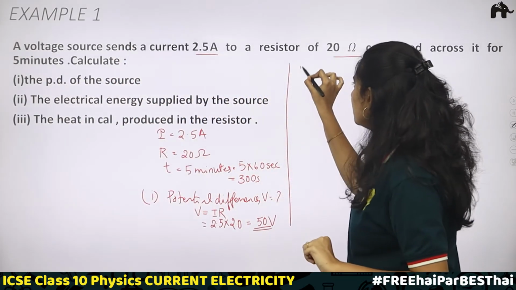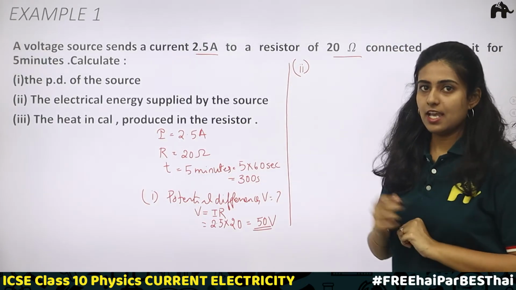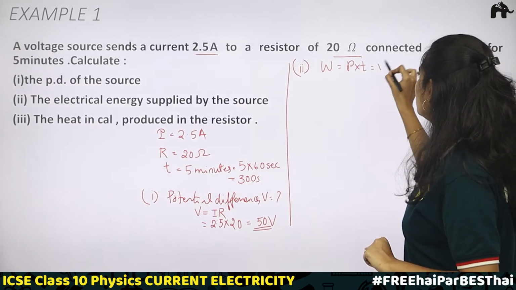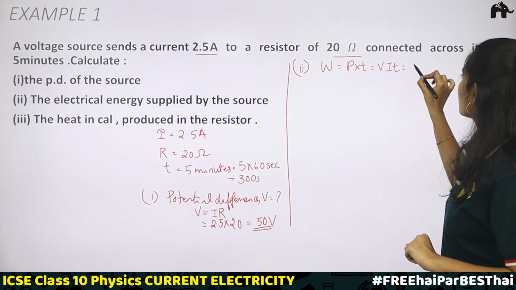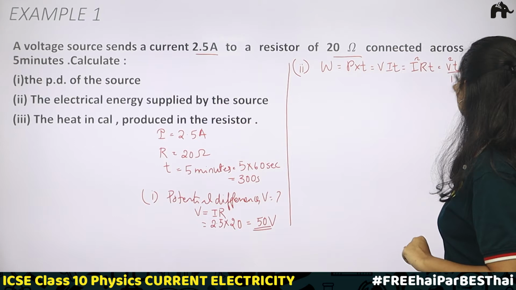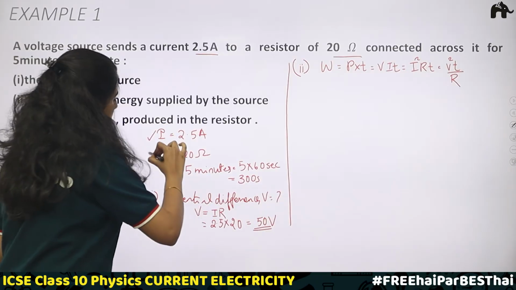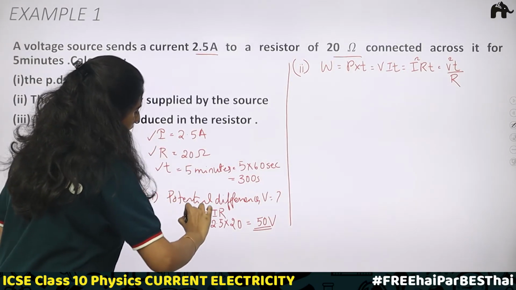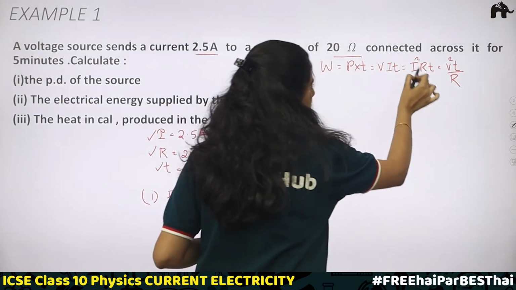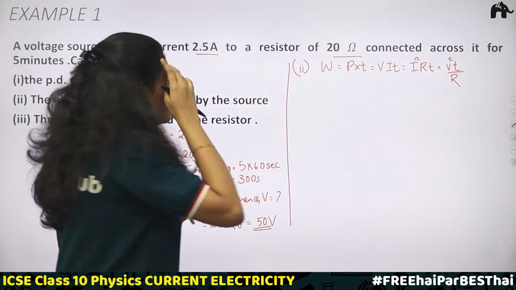Now the second part of the question, we have to find the electrical energy supplied by the source. How to find electrical energy? Again, for energy, we have studied equations. It is power into time, equal to VIT, equal to I square RT, equal to V square T divided by R. Which equation to use? Here we have current, resistance, time and potential difference known. VIT can be used, or you can use I square RT, or V square T divided by R. Any of these equations can be used to find the electrical energy.